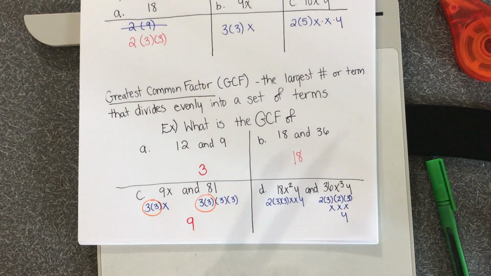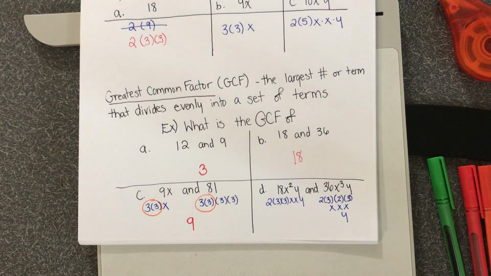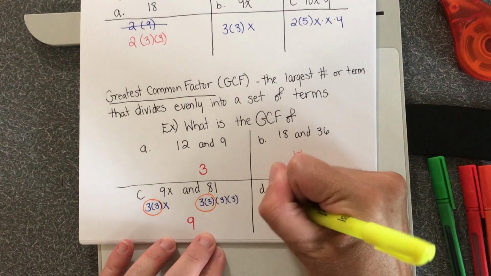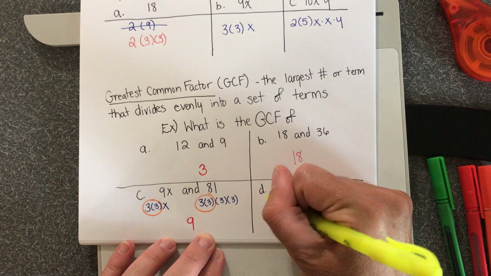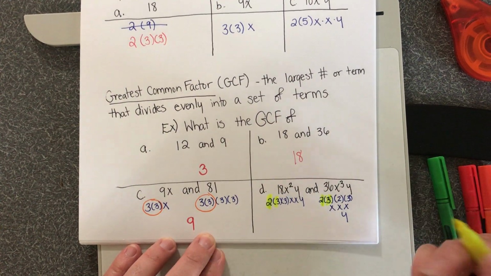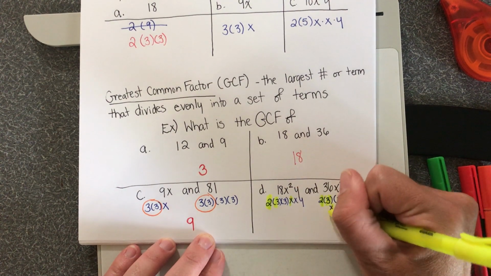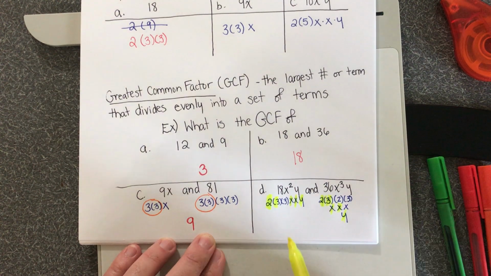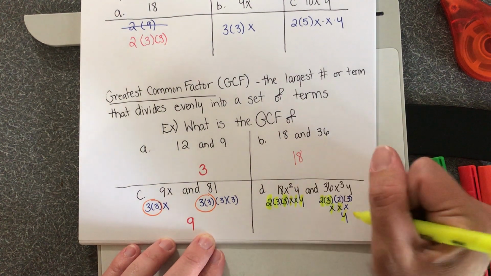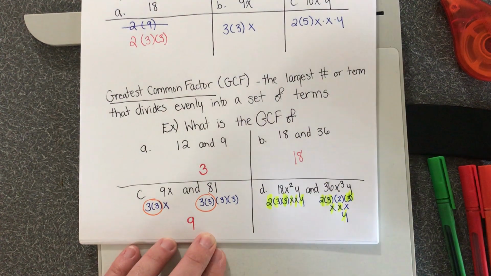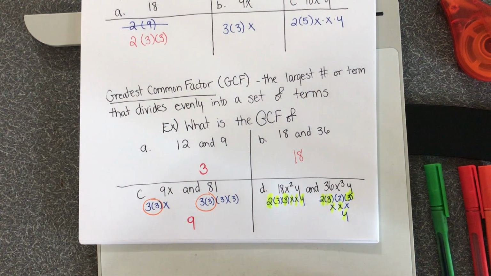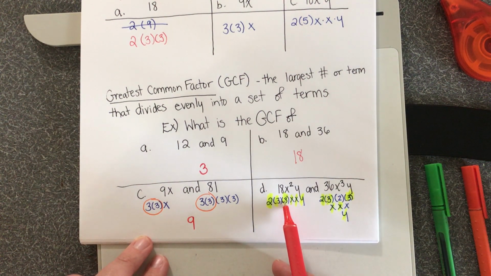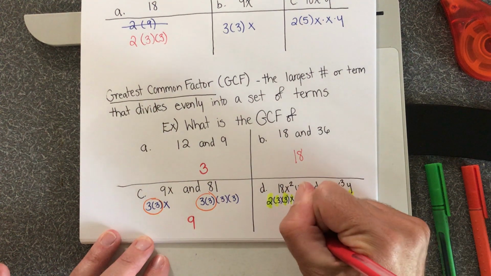So if I circle everything or highlight what they have in common, they each have a 2 in common. They each have a 3 in common. They each have an x, another x, and a y. Oh, hey, and I missed out on this 3. They also each have this other 3 in common. So what is my GCF of these two? It appears that my GCF is 2 times 3 times 3, or 18x squared y.